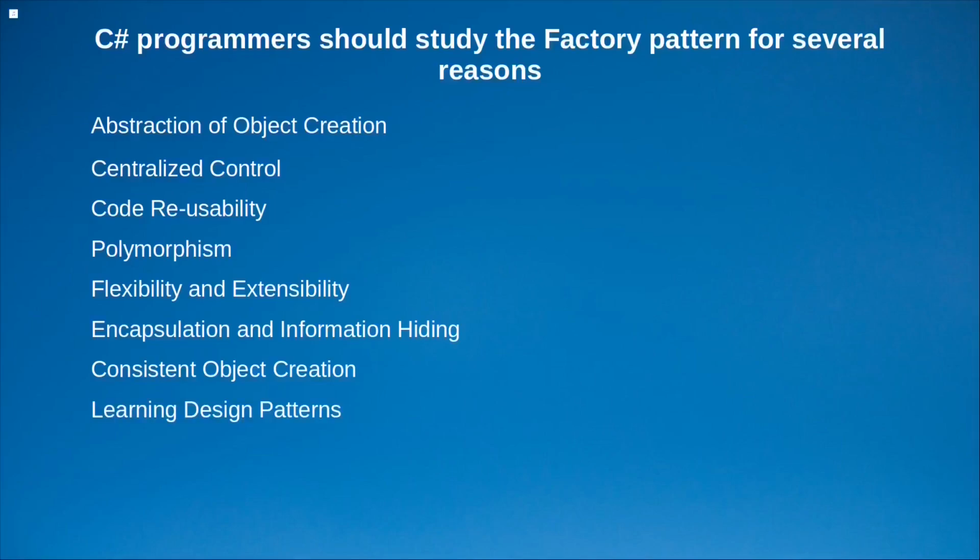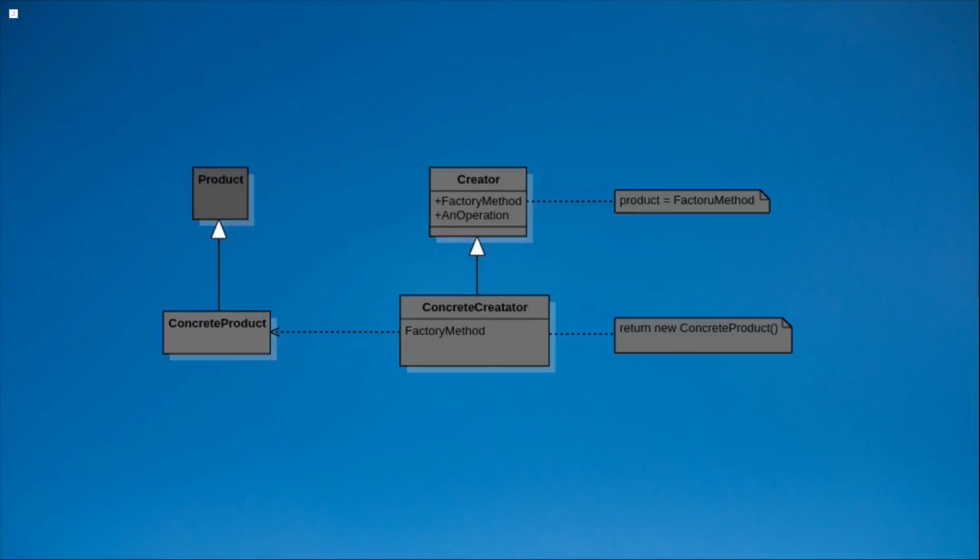Learning design patterns. The factory pattern is one of the fundamental design patterns. Studying it introduces C# programmers to essential design principles like encapsulation, abstraction, and separation of concerns. Collaboration and communication. Learning and applying design patterns like factory fosters better collaboration among developers. It establishes a shared vocabulary and solutions for common design challenges, facilitating communication and teamwork. In summary, C# programmers should study the factory pattern to deepen their understanding of software design concepts and leverage a powerful technique for managing object creation. This knowledge helps create more modular, maintainable, and flexible code, ultimately leading to better software development practices and higher quality applications.